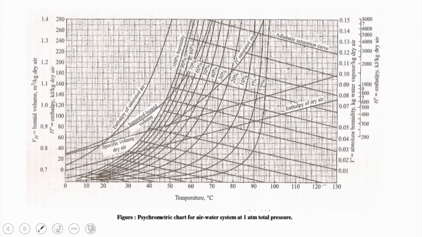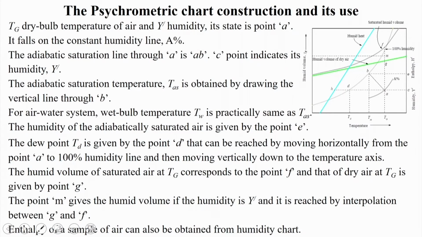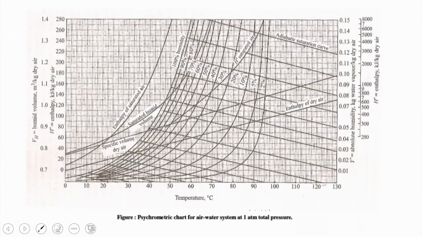Whatever we discussed in the previous figure, this is the actual psychrometric chart for the air-water system. If we take any temperature, say 80 degree Celsius as the dry bulb temperature, and say a percentage relative humidity of, let us say, 10%, then we need to move from this point to this, and we will be reaching this point.